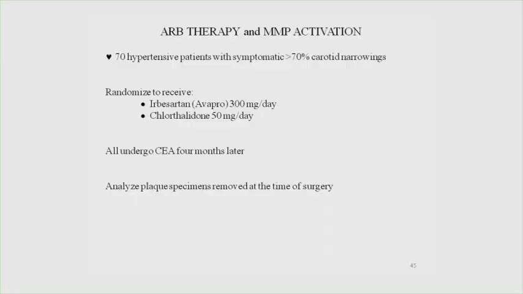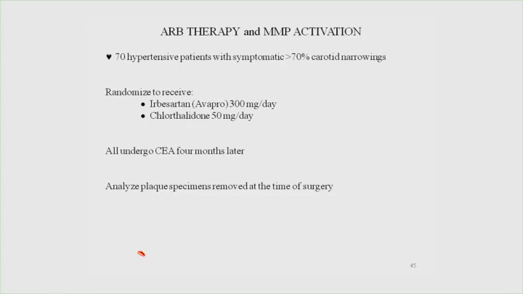Now let's look at blockade of the angiotensin II receptor and matrix metalloproteinase activation. 70 hypertensive patients with symptomatic high-grade carotid narrowings, you're going to randomize them to receive an angiotensin receptor blocker, Avapro, or a diuretic, chlorthalidone. Now, chlorthalidone simply is a water pill. It has no immune effects. Avapro blocks the angiotensin II receptor in the circulation in the arteries. All undergo carotid surgery 4 months later. We're going to analyze plaque specimens removed at the time of the surgery.